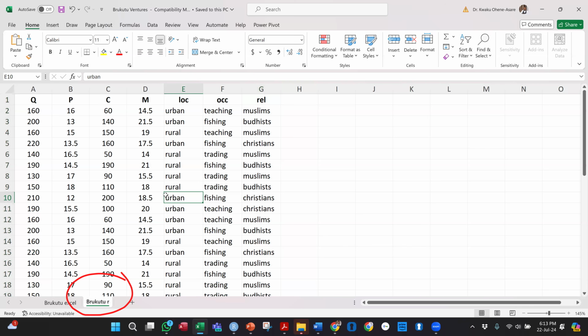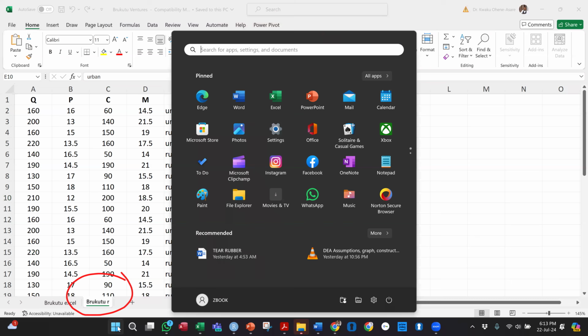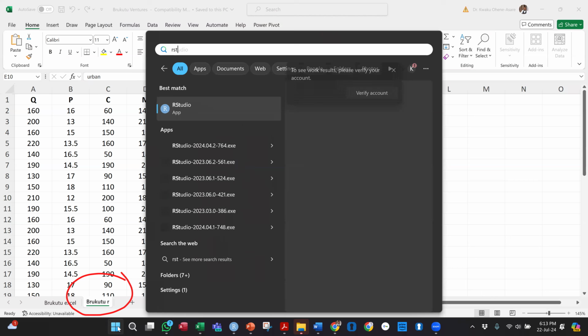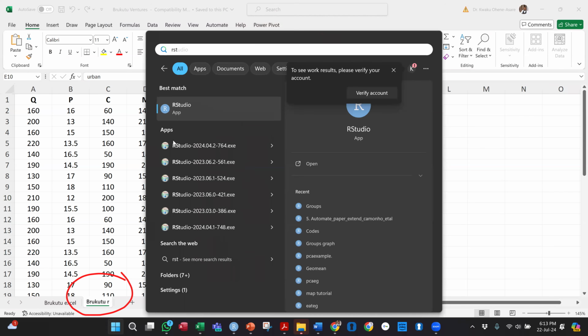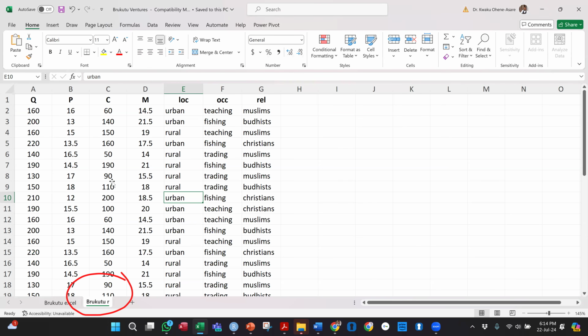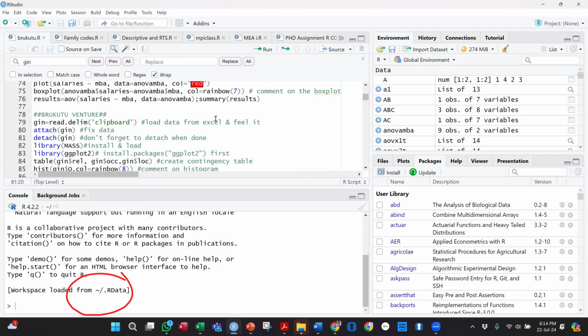The other thing you should open is your R Studio. You click on the Start button, you start typing RST, that is the R Studio. You see the icon of the R Studio shown. You click on it, and you would have the interface like this. But if you have not written anything there, everything on the console will be empty.